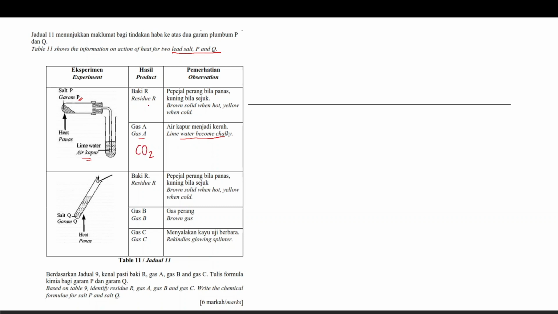Then the residue R is a brown solid when hot and a yellow solid when cold. So we know that this is lead(II) oxide, right? Okay, lead(II) oxide.